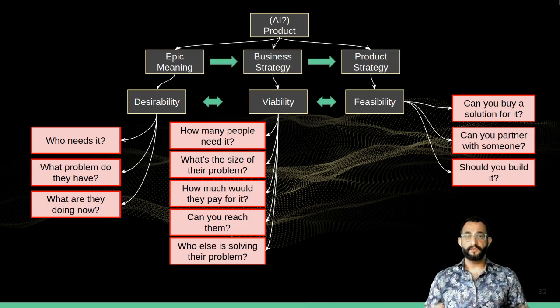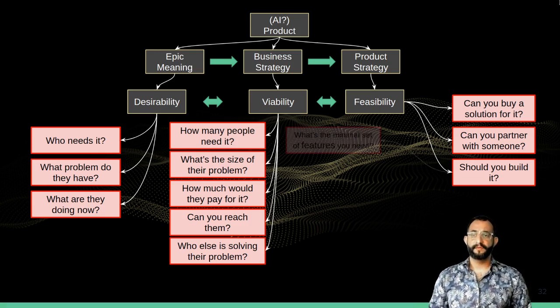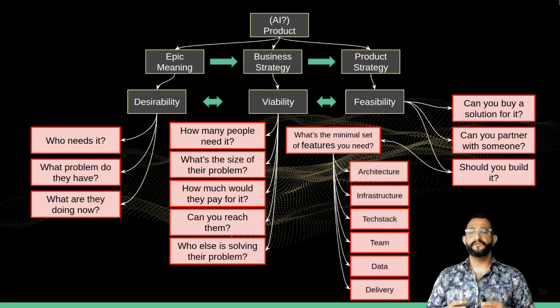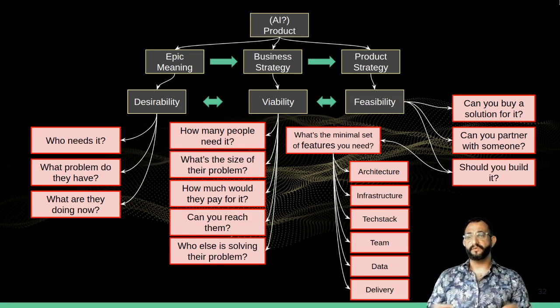Assuming that you have done your homework right and you know which parts you should build and which parts you should partner or buy, let's talk about the parts that you should build. For those parts, you should ask yourself what the minimum set of features necessary to build the product is. And based on that answer, you have to determine the necessary technology architecture, infrastructure, technology stack, team members, datasets to use, and the delivery mechanism that is most appropriate. We will get into these in more detail later.